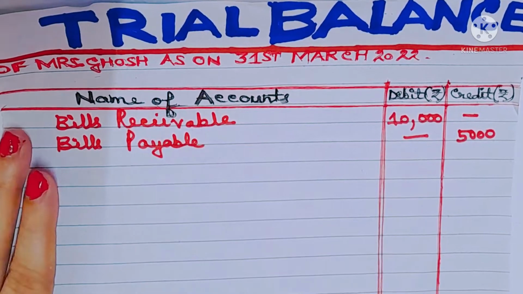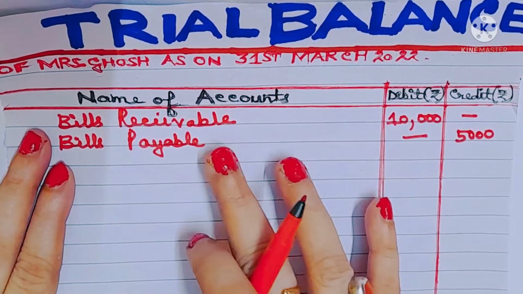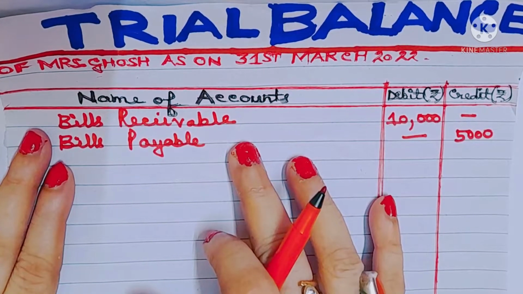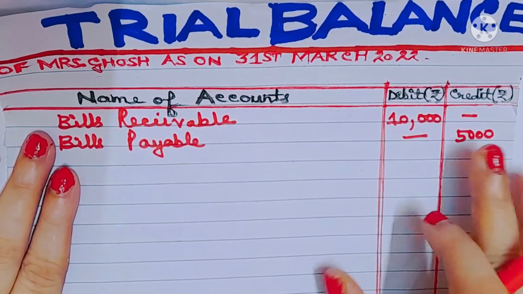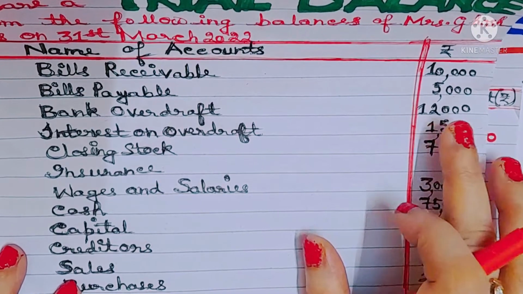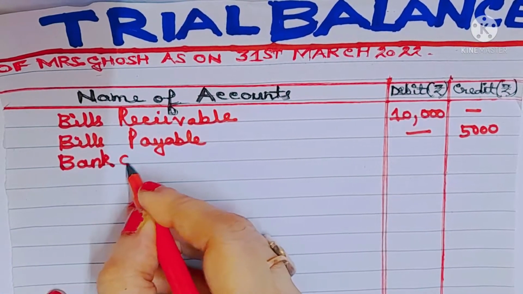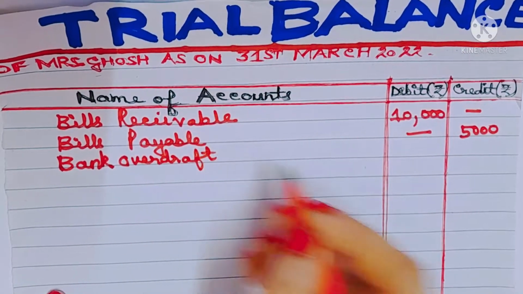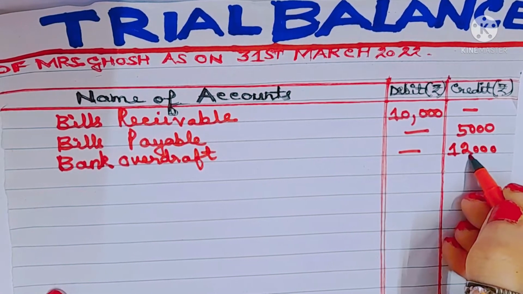Okay? It's a proof. Bills payable is a credit balance because bills payable falls under personal account. According to personal account, the giver of the benefit is credit. So bills payable will be credited. Understood? So let's see the next account. The next account is bank overdraft, 12,000. Bank overdraft is a credit balance. So we'll write 12,000 in the credit column.